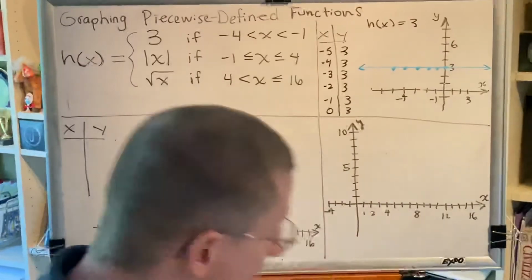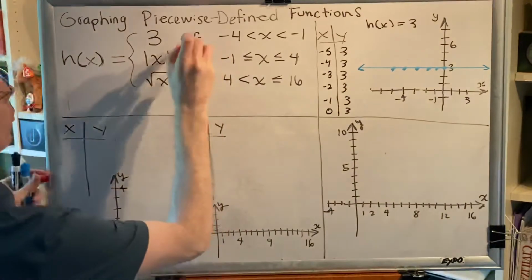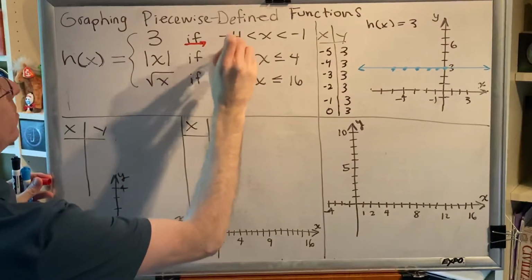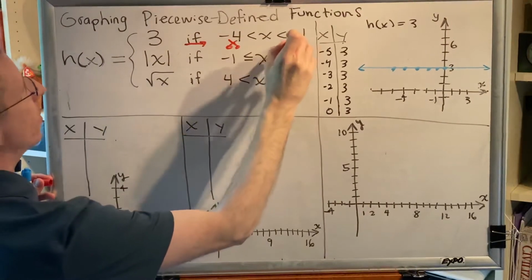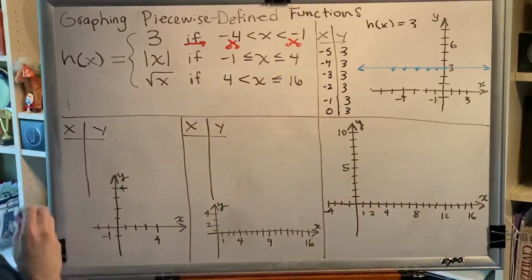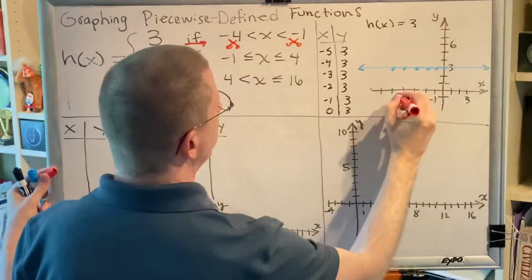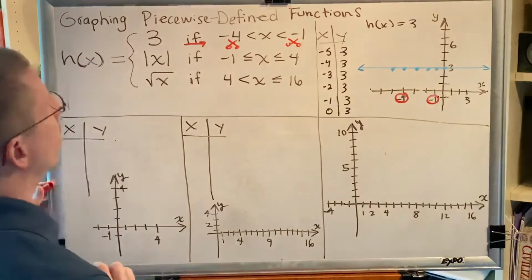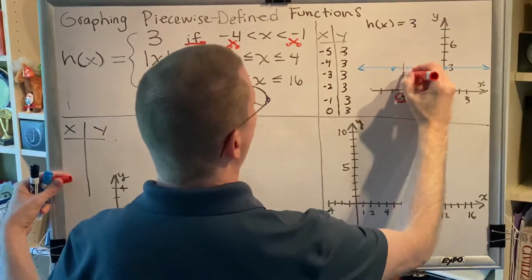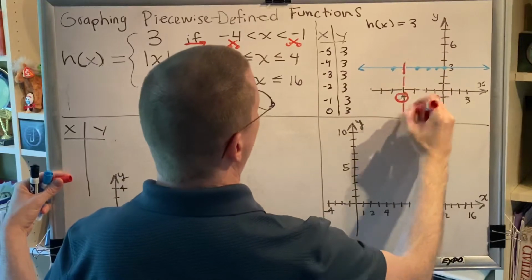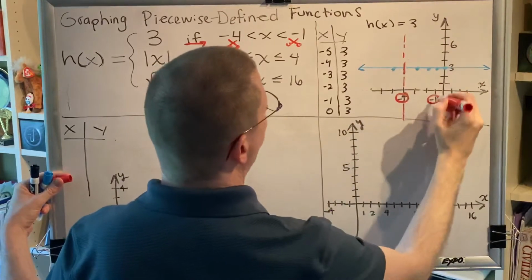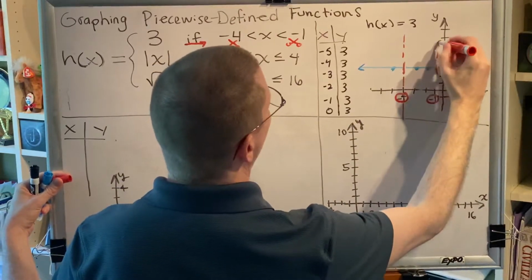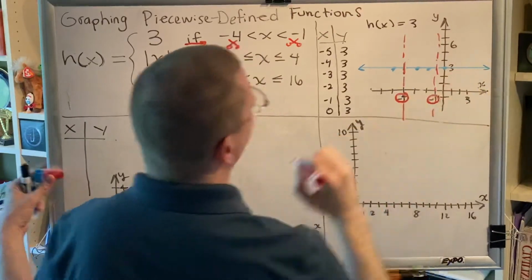Now we have to cut it. So we look after the word if, and anywhere we see a number, that is a place where we are going to have to cut. So -4 is a place where we have to cut, and -1 is a place where we have to cut. So find the point with an x of -4 and cut there vertically. Find the point with an x of -1 and cut there vertically.